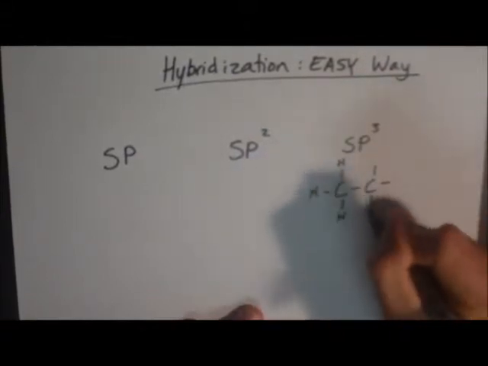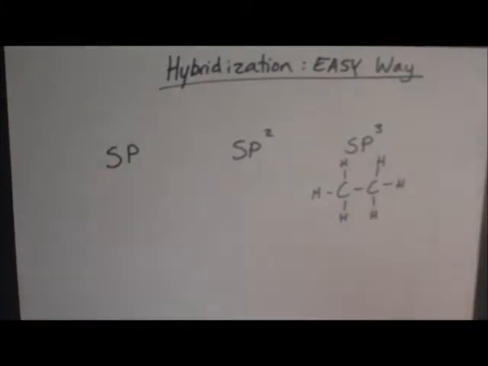Alright, so today's lecture is going to be a shortened version of hybridization, or the easy way to do it. To start, what does it mean when you have an sp, an sp2, or an sp3 hybridized molecule? Well, let's start with an sp3 hybridized molecule. For example, two carbons single bonded with 6 hydrogens around it. So you have a single bond.